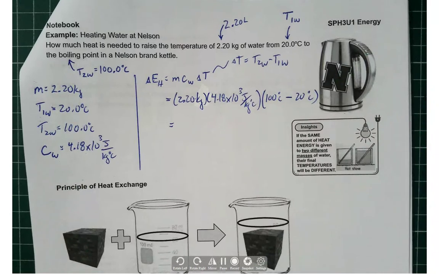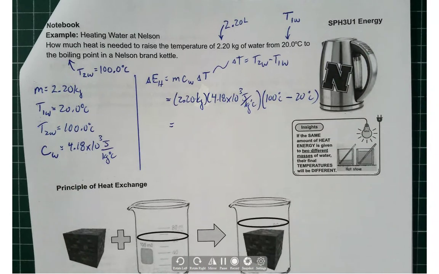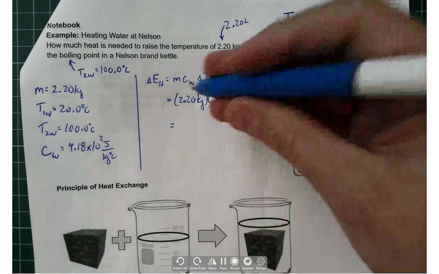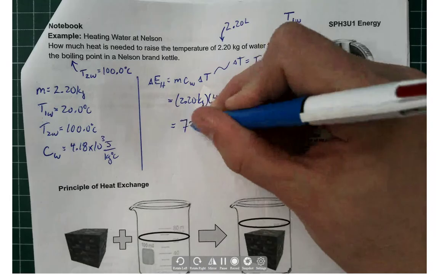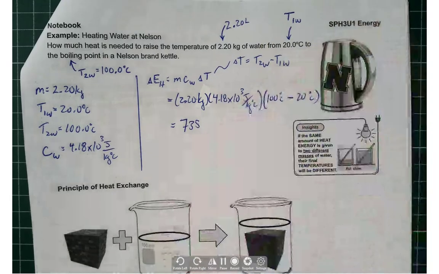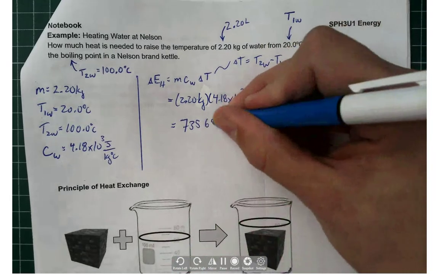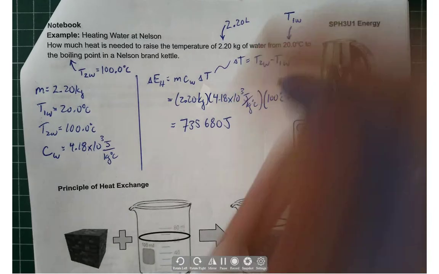I pop that into the calculator. How much energy are we using to raise this water up? Yes, sir. 80. I don't think so. That's how much temperature change, but it's not how much energy. You're right, there's a temperature change. 735,680. Oh, by golly. Say that again. 735,680 joules.